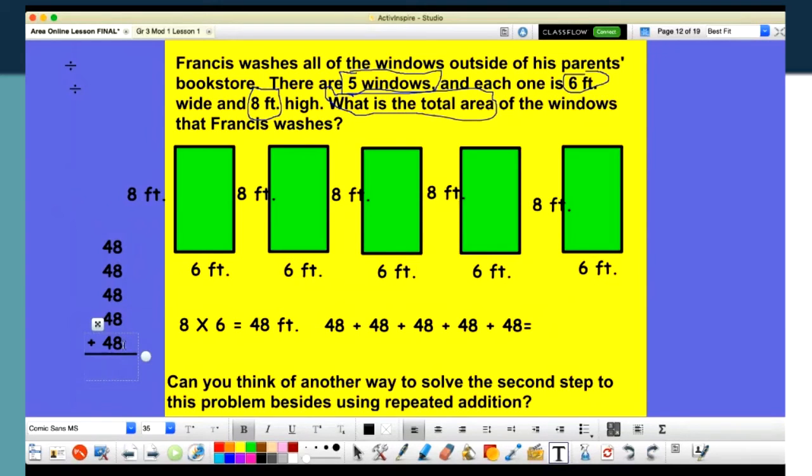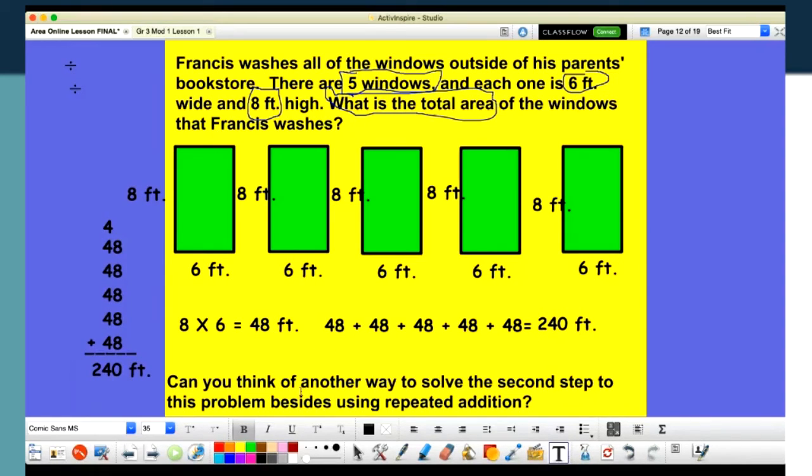So I know that 8 times 5 is 40. So I got to carry my 4, bring down my 0, carry my 4. And now I need to add up 4 because I carried a 4. 1, 2, 3, 4, 5, 6 times. And I know 4 times 6 is simply 24. So that gives me the total area is 240 square feet for all 5 windows.